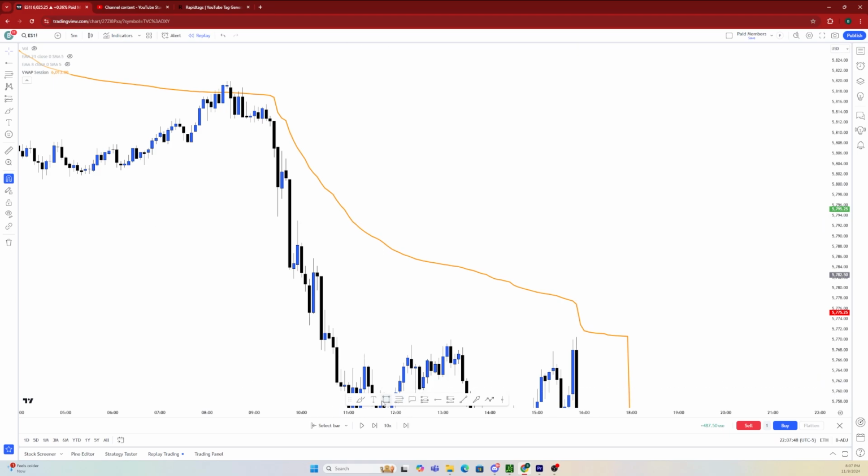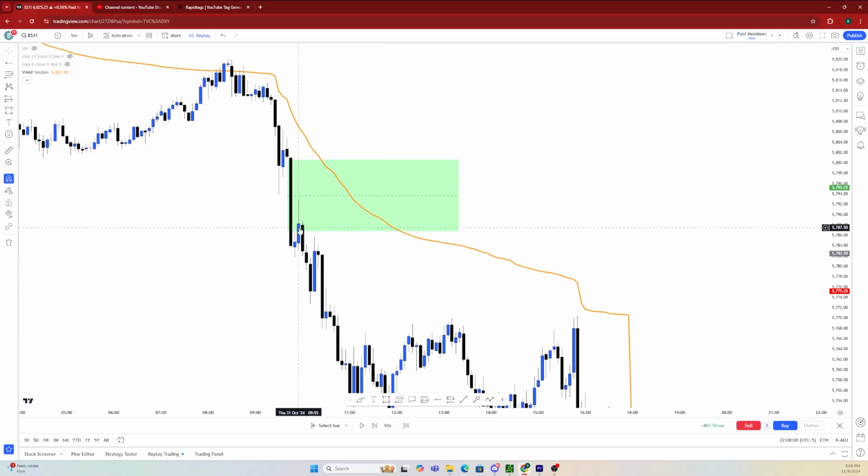Let's say that you are looking to short this fair value gap right here. So we have this low and this high right there. There's our fair value gap. Price retraces into the fair value gap and it ends up rejecting it. Say you ended up getting short at the close of this 5-minute candle when it rejected the fair value gap.